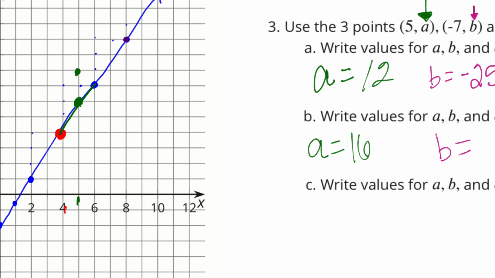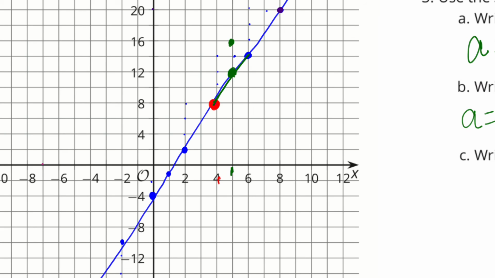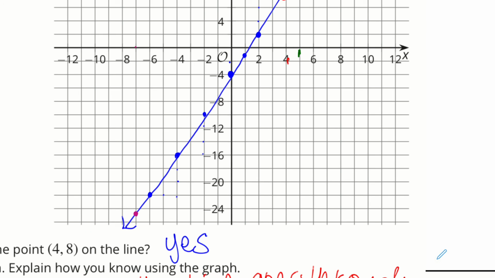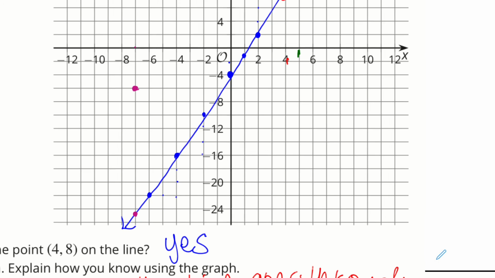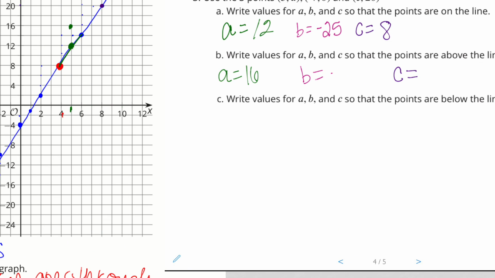Now we're going to do the same thing for B. So we're at -7. Somebody pick a value that's above. -6. Yes, -6 would be above because -6 would be up here, right? Okay, so -6 works. What about C?